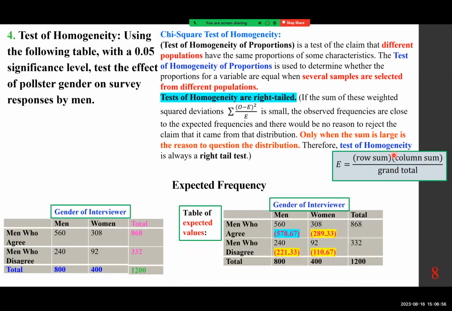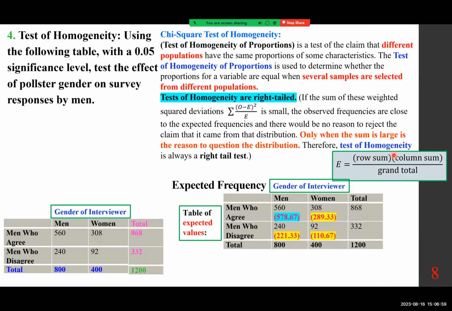So here's the table of expected values. Again, as an example, for number 560, how did we get 578.67? Well, for number 560, the row sum is 868. For number 560, the column sum is 800. So the product of these two divided by the grand total of 1200. And that's how we get this one, meaning we can easily find the rest. So it's very simple, class.